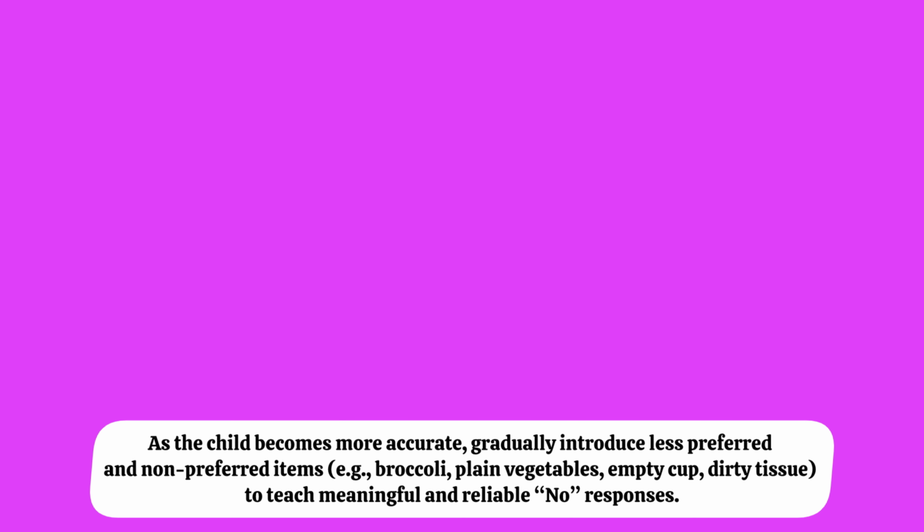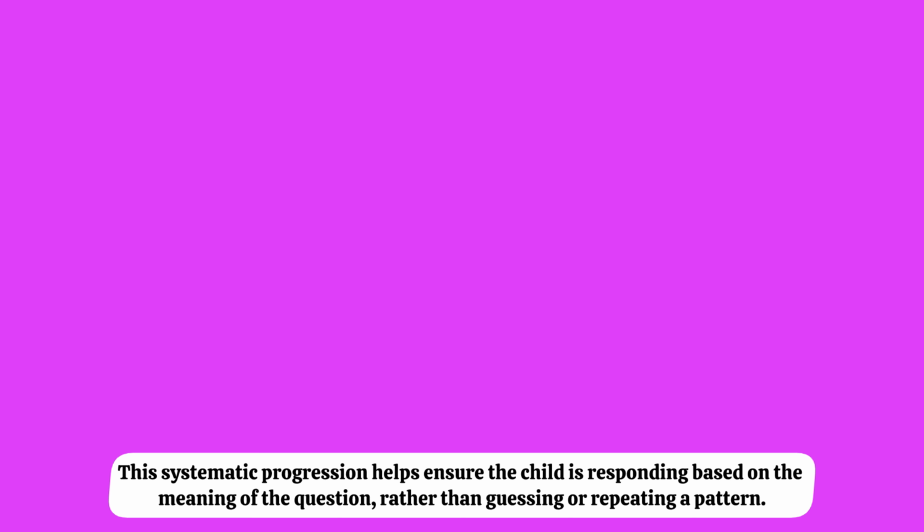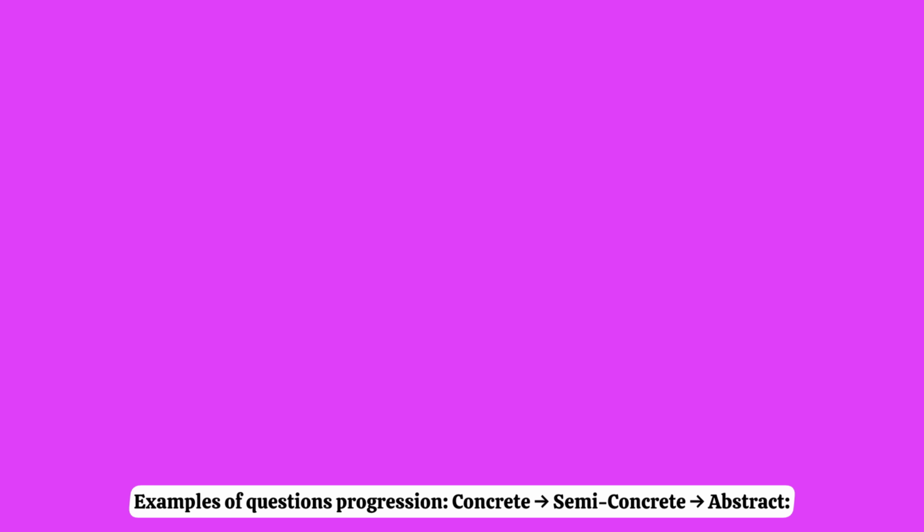As the child becomes more accurate, gradually introduce less preferred and non-preferred items, for example, broccoli, plain vegetables, empty cup, dirty tissue, to teach meaningful and reliable no responses. This systematic progression helps ensure the child is responding based on the meaning of the question rather than guessing or repeating a pattern.